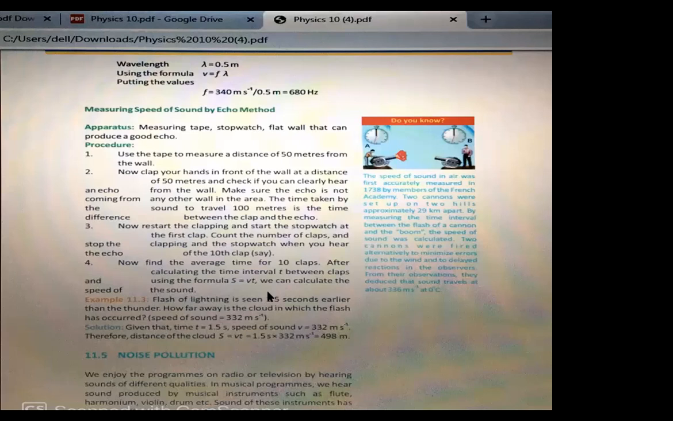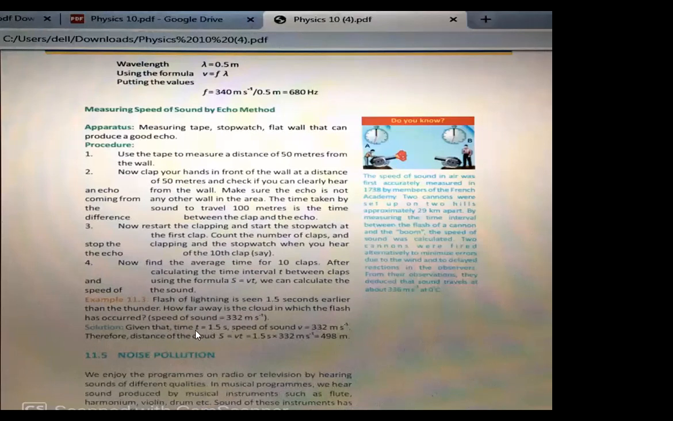This is the numerical we are going to solve by using S is equal to Vt. Flash of lightning is seen 1.5 seconds earlier than the thunder. How far away is the cloud in which the flash has occurred? Speed of sound is 332 meters per second. You need to take V is equal to 332 meters per second, and the time is 1.5 seconds.